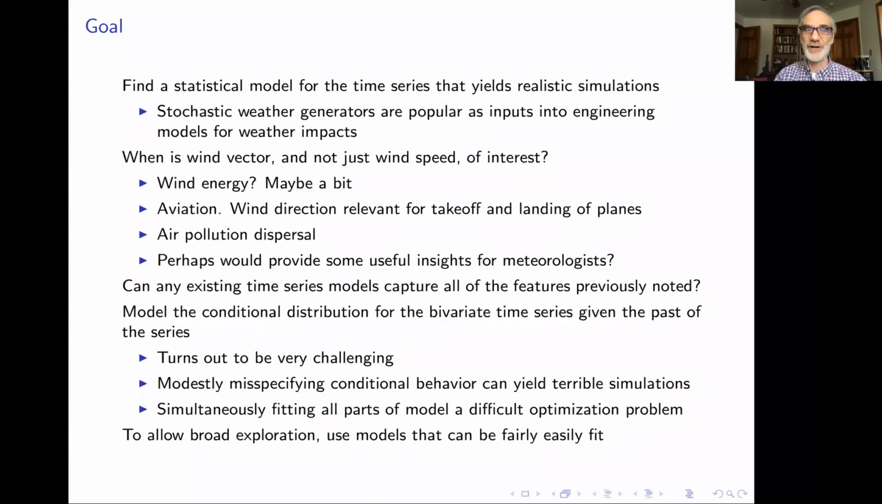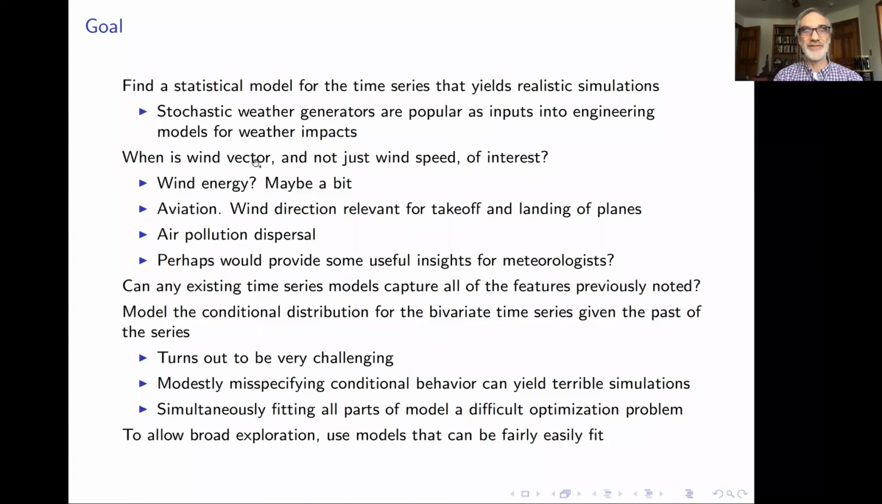Stochastic weather generators are actually pretty popular in engineering applications where people want to have some ways of generating lots of realistic looking data that they can then stick into their engineering models for looking at something like weather impacts. Stochastic weather generators for precipitation have been around for many decades, and people try to use them for winds too. This is going to turn out to be a very challenging goal, but I'm going to try.